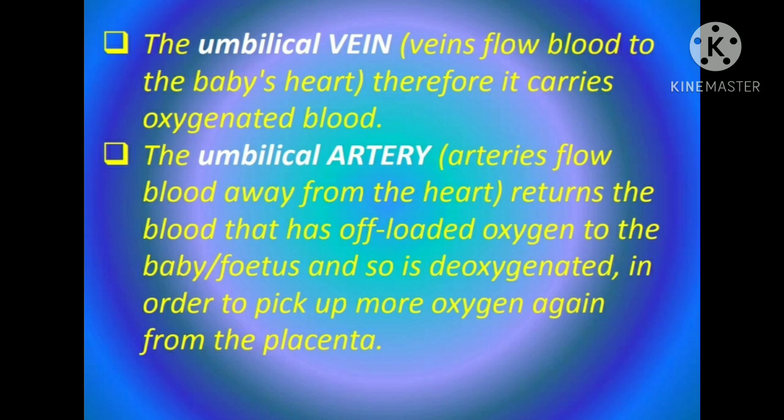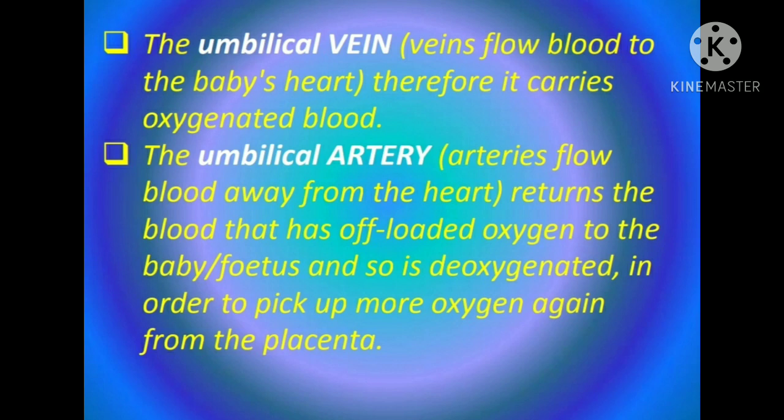The umbilical vein is the vein that flows the blood to the baby's heart. Therefore, it carries the oxygenated blood, meaning pure blood. Whereas the umbilical artery, the arteries flow blood away from the heart.